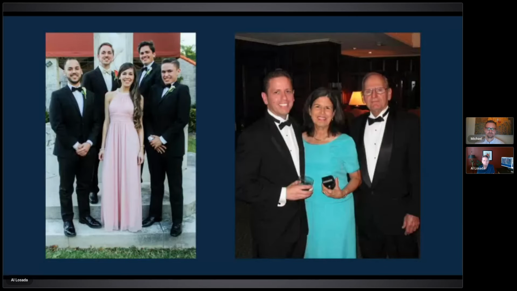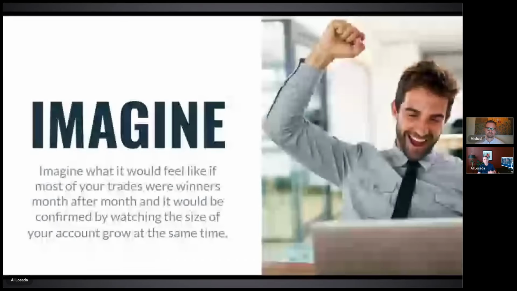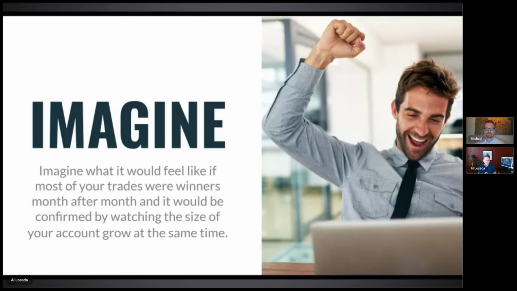So with that, I wanted to share with you one of the most important things in trading, guys. Okay, and that is mindset, right? So you really, really need to understand how mindset works, and you want to be in a flow with the market, okay, and not against it. Not trying to bash down doors, but you really want to be in a flow, okay? So imagine what it would feel like if most of your trades were winners month after month, and it would be confirmed by watching the size of your account grow at the same time.